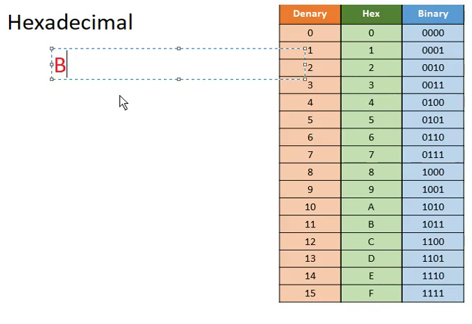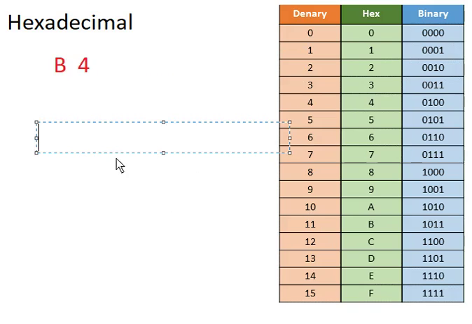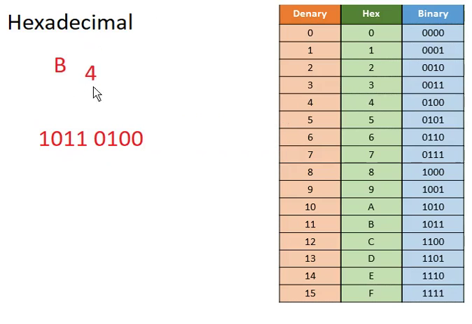So let's go B4. So B is 11. So 11 in binary is 1011, I think. Yeah, double check. And then 4 is very easy. It is just 0100. And that is B4. And that is why people use hexadecimal, because it's quite easy to convert back and forth between the numbers without doing the full conversion.